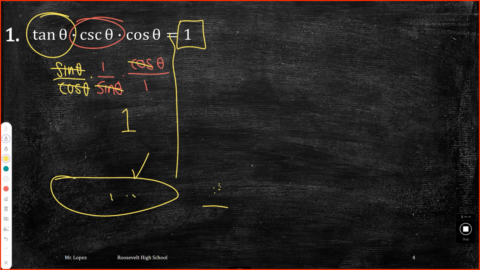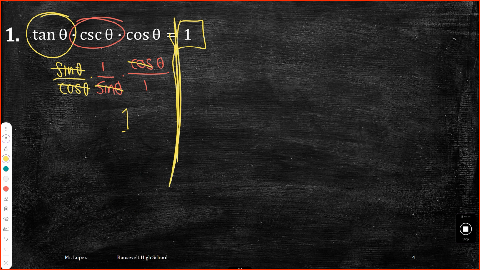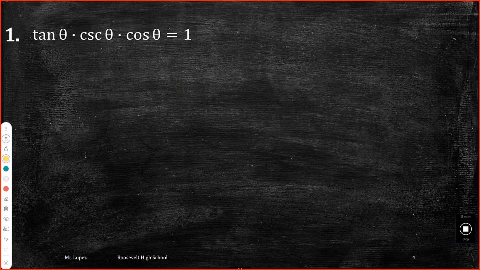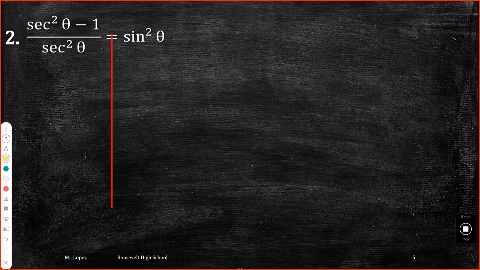Okay, here's another rule. You cannot move things around. You cannot move things over there. You cannot cross this. That's why I draw a line. You just want to keep working on one side until it becomes like the other, until it equals the other side. All right, let's go to number 2.